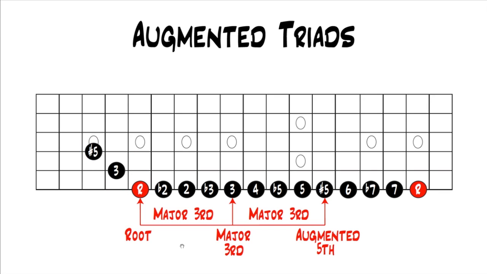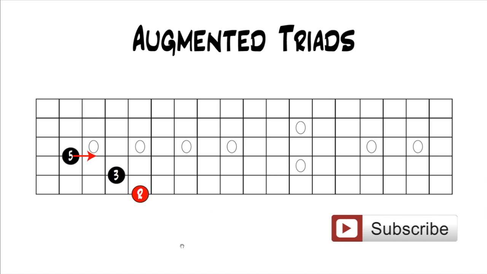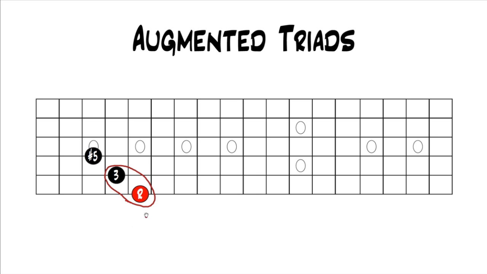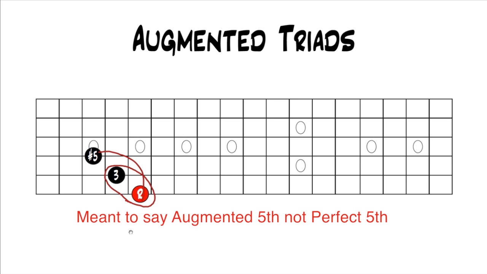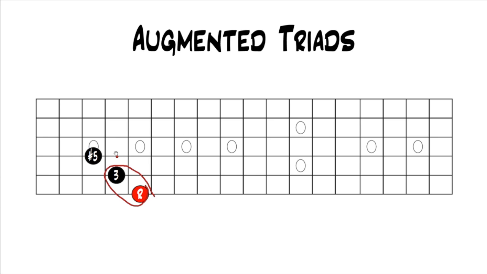So again, we can also look at this from just starting at the major triad and moving the 5th up half a step. So this is a major triad, move the 5th up half a step, that becomes an augmented triad. And as you can see, from here to here is a major third. From the root to the 5 is a perfect fifth interval. Or if you're looking at it as stacking thirds, you have a major third from the root to the 3 and a major third from the 3 to the 5.